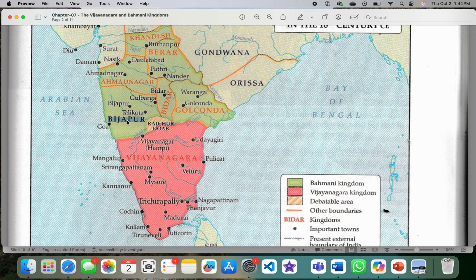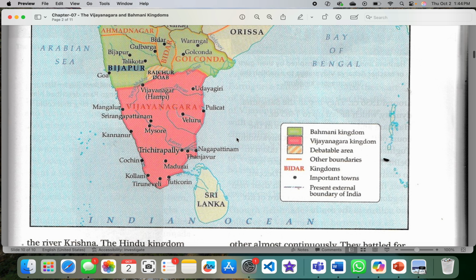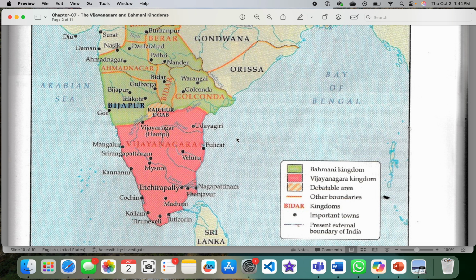So visit these two places during vacation. Bangalore is somewhere here. What we do is go from Bangalore straight to Goa, come back, straight to Goa, come back. Make some time. Go to Hampi, go to Bijapur, and you will find amazing architecture. Okay, that's about it, and we'll talk more about this in the class.